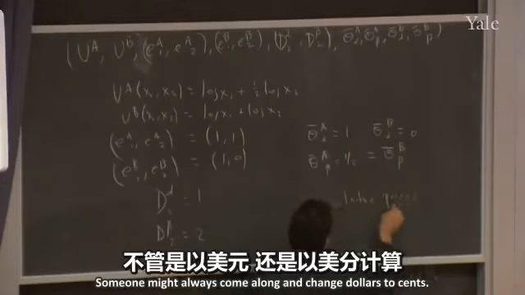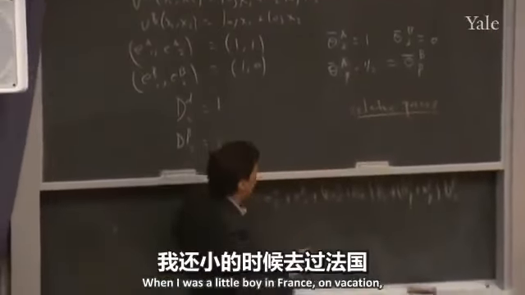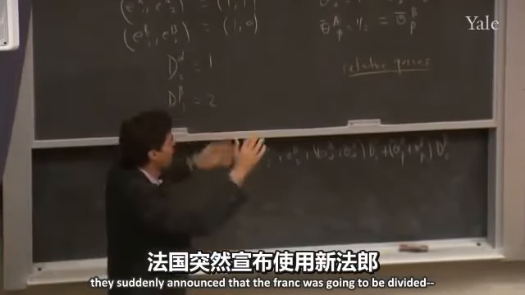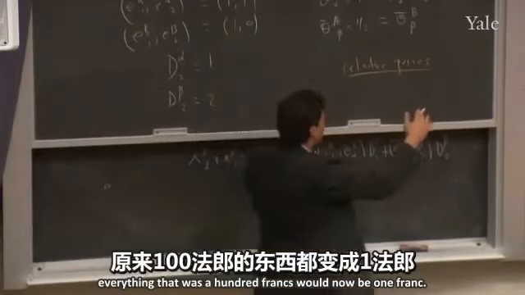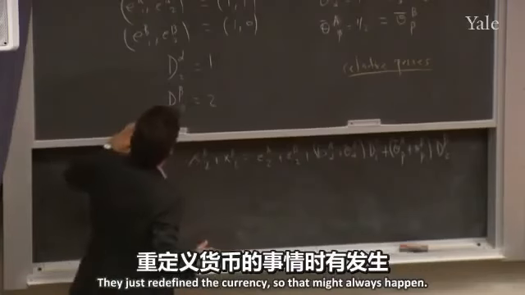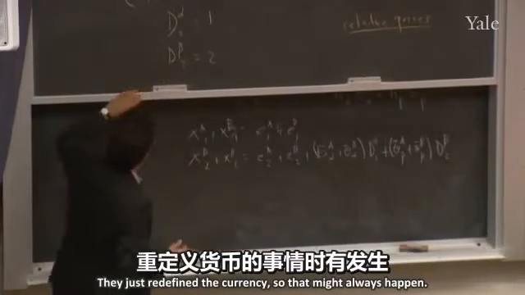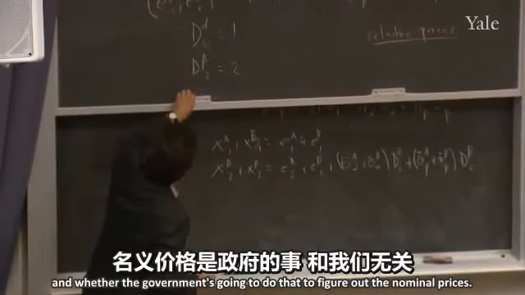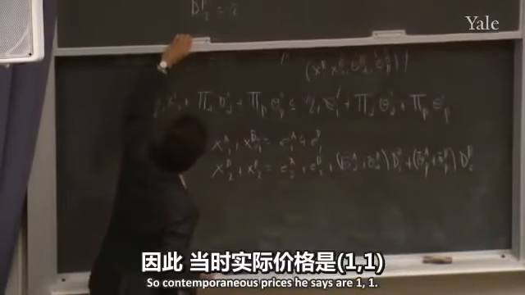Someone might always come along and change dollars to cents. When I was a little boy in France on vacation, they suddenly announced that the franc was going to be divided, so everything that was 100 francs would now be 1 franc. And they just redefined the currency. So that might always happen. So you have to have some theory of money and whether the government's going to do that to figure out the nominal prices.